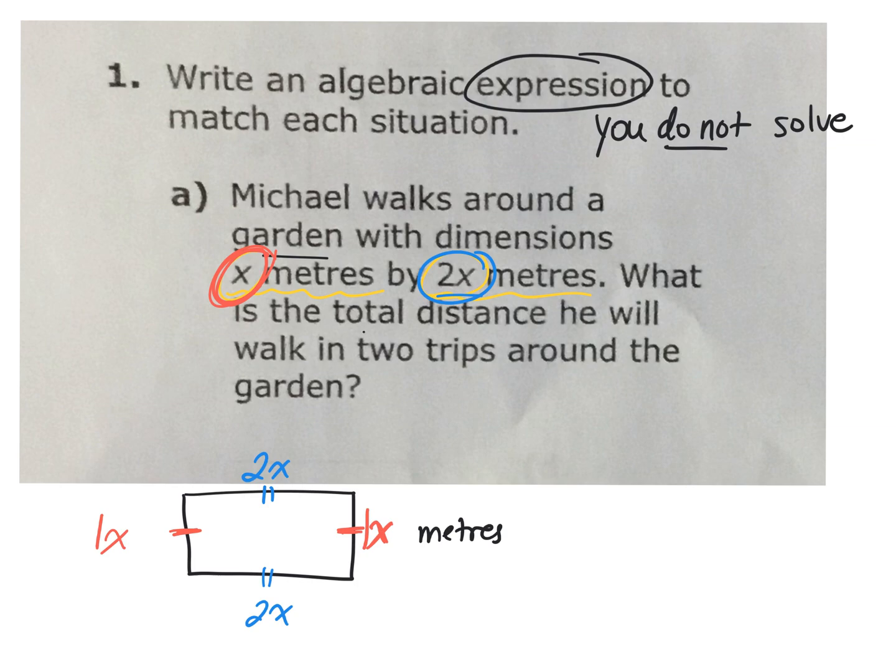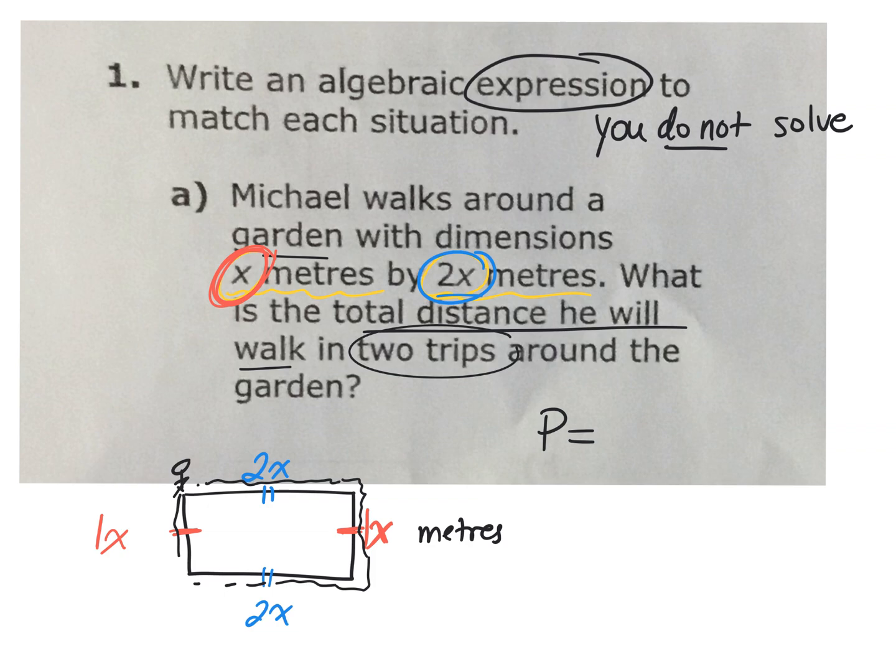What is the total distance he'll walk around the garden in 2 trips? Let's just find the perimeter first. If he walks, here's Michael, if he walks all the way around the garden once, total distance around the garden, you're finding the perimeter. So, how do I calculate it? I add what?